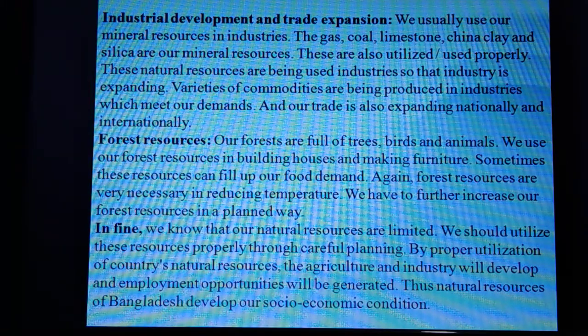Dear students, these are the uses of our natural resources in different sectors of our life, and they can play a very important role in the economic and social development of Bangladesh.